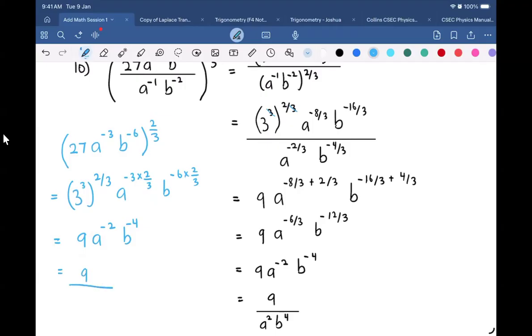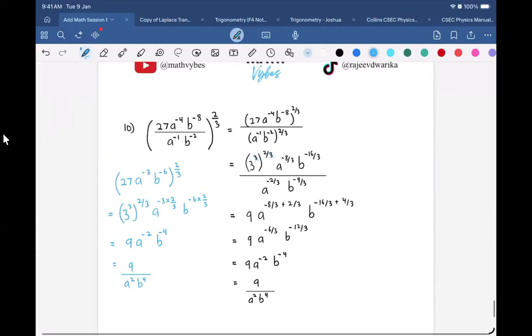So what do you prefer to do, the first method or the second method? Second method. I find so too, right?